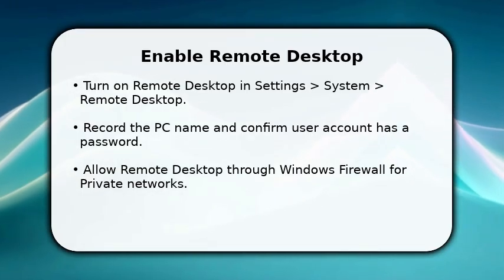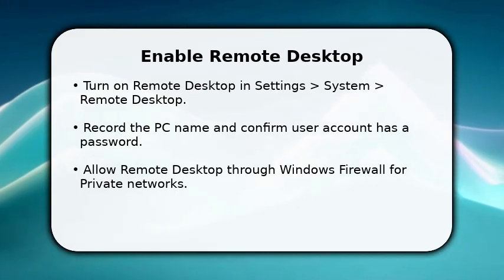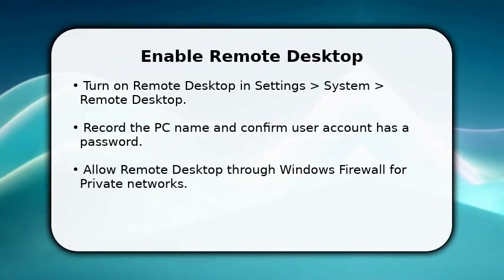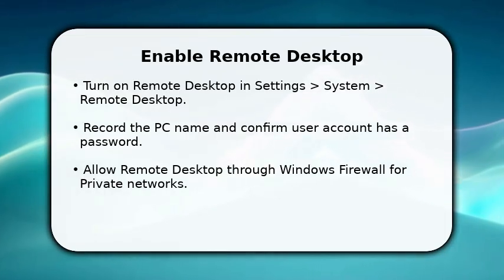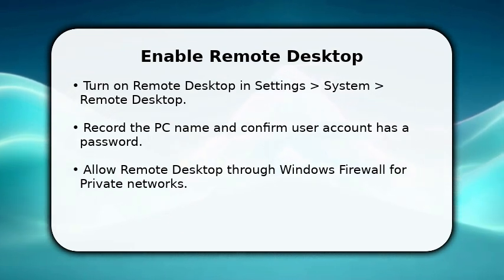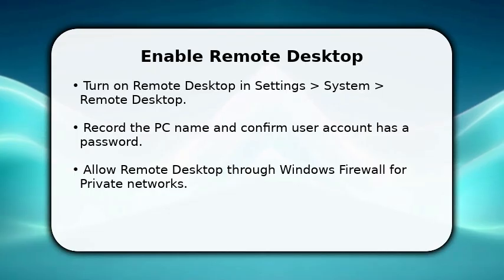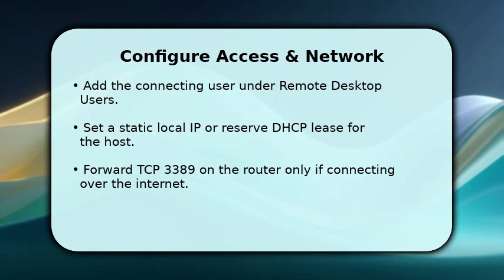Also enable network-level authentication so connections are secured before a session starts, and allow Remote Desktop in Windows Firewall for the private profile, which prevents accidental blocking when you try to connect. Next, configure access and the network so you can reliably reach the host.